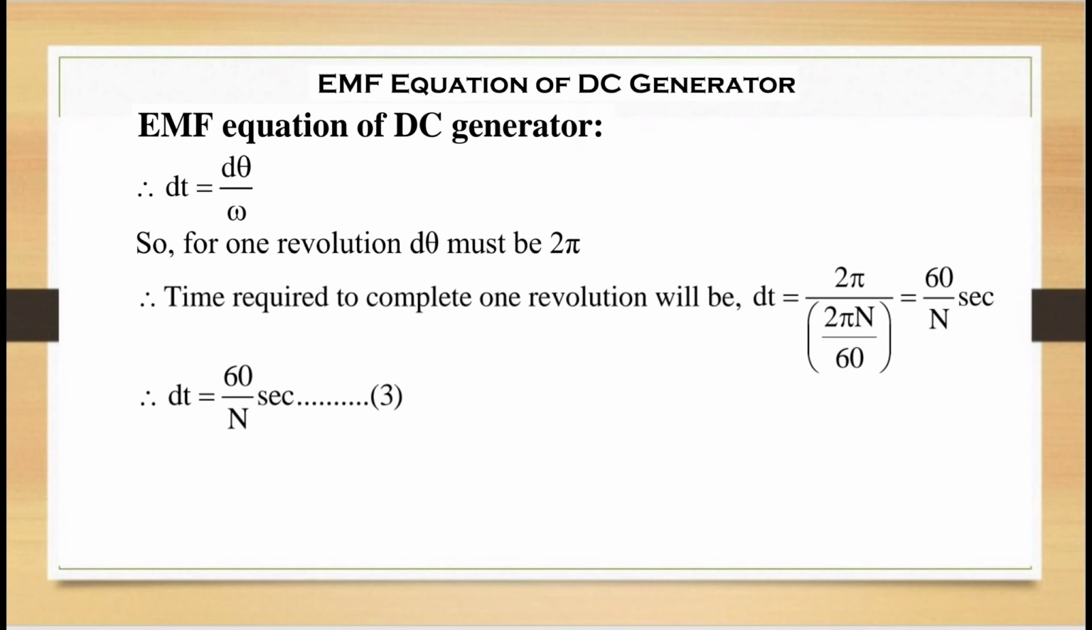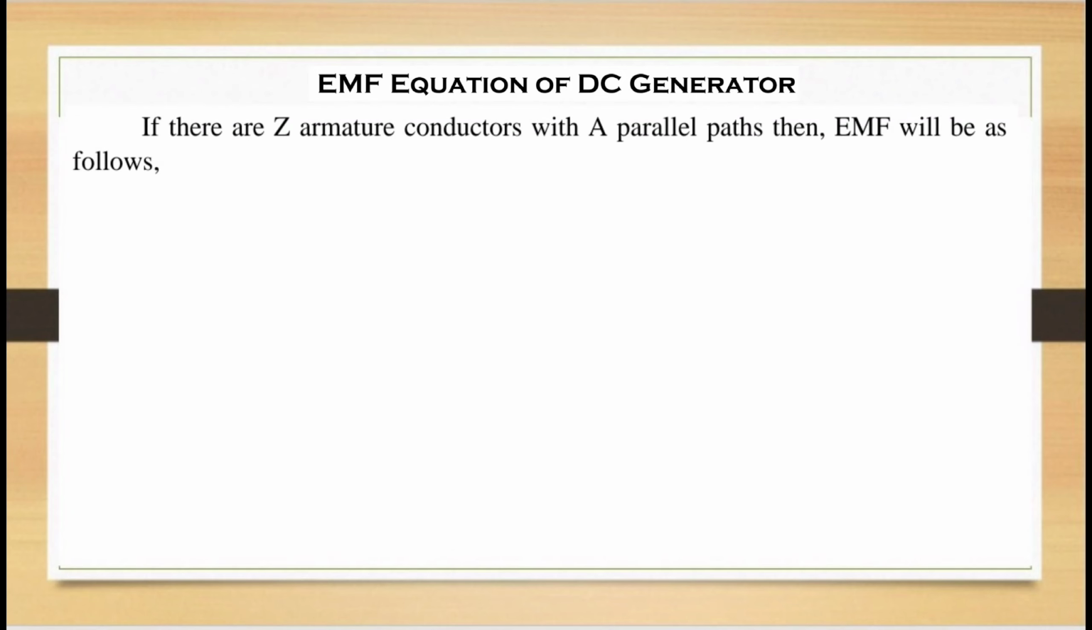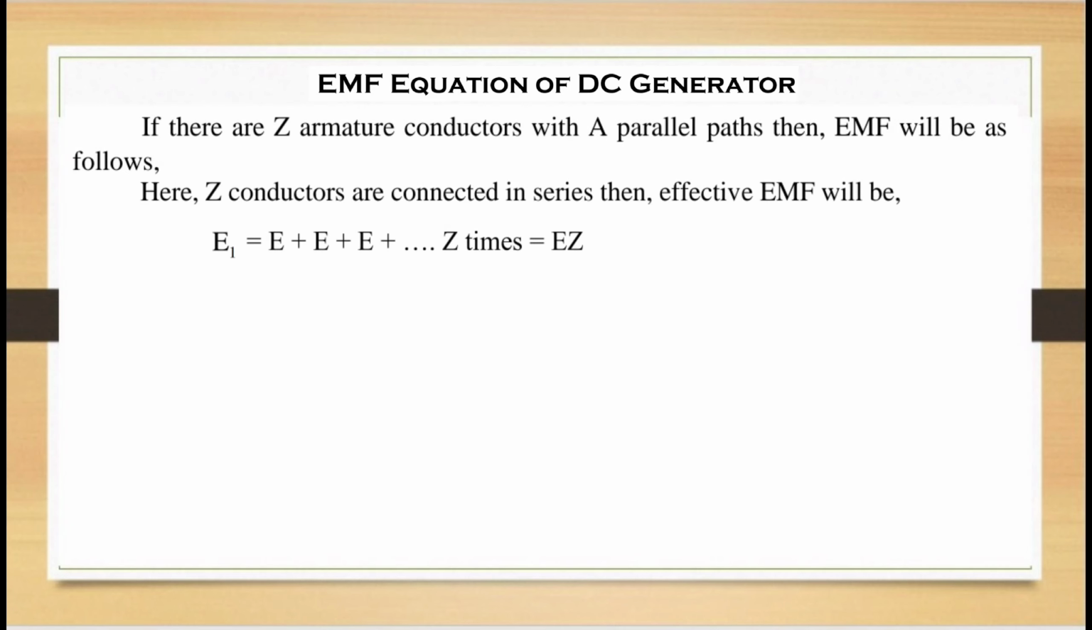Now substitute equations 2 and 3 in equation 1, then we get E equals d phi, that is phi into P, whole divided by dt, that is 60 by N, which implies E equals phi P N by 60. This is for only one conductor. If there are Z armature conductors with A parallel paths, then the EMF will be as follows. Here Z conductors are connected in series, then the effective EMF will be E1 equals E plus E plus E plus and so on up to Z times, that is equal to E into Z. This is for one path.